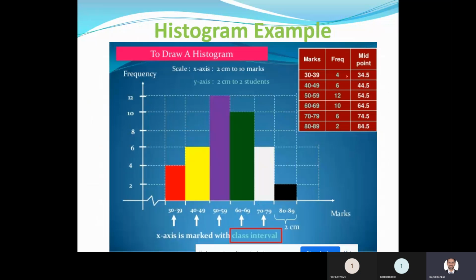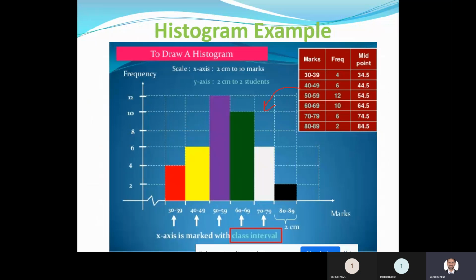According to this frequency distribution table, you just place a point. Suppose the 30 to 39 range, frequency 4. So this is a frequency of 4. Then 40 to 49, frequency 6. 50 to 59, frequency 12. According to this frequency distribution table, you can convert all this data into this graph. That is known as a histogram.